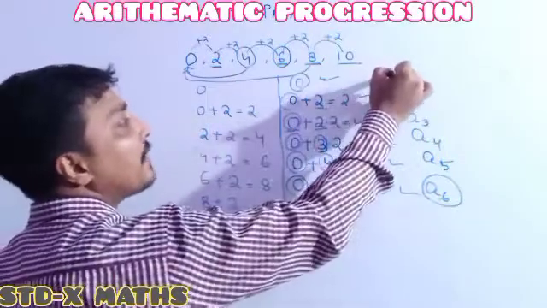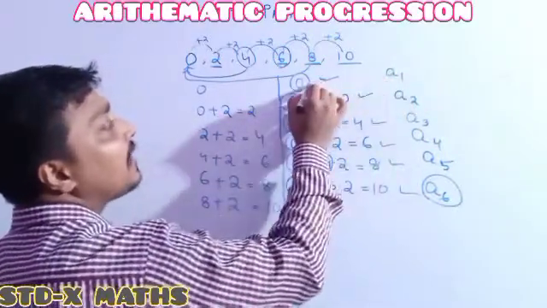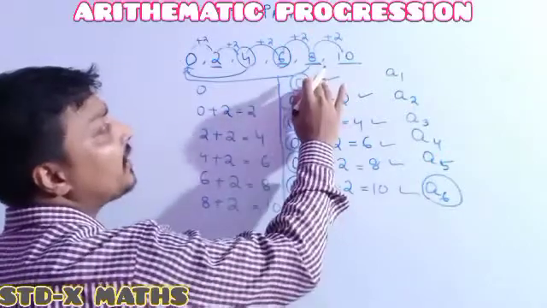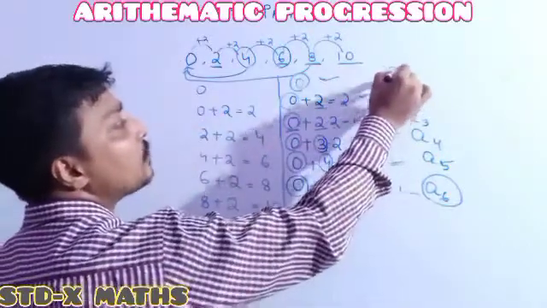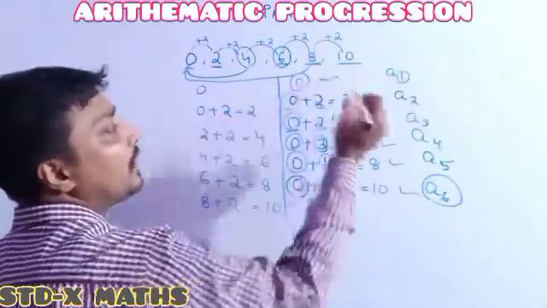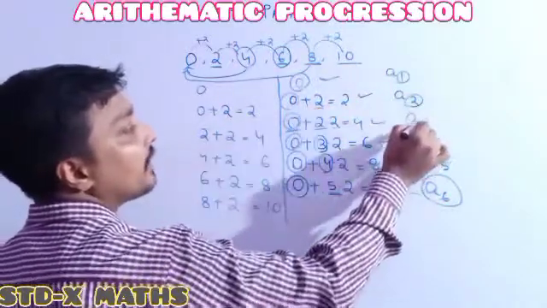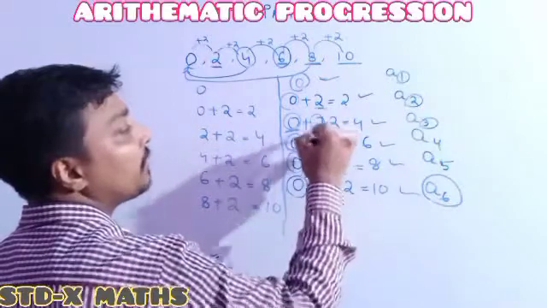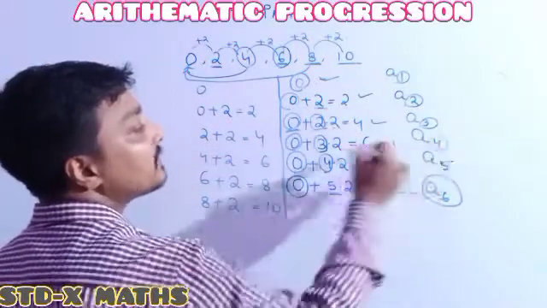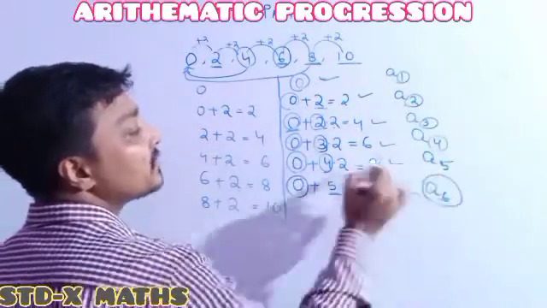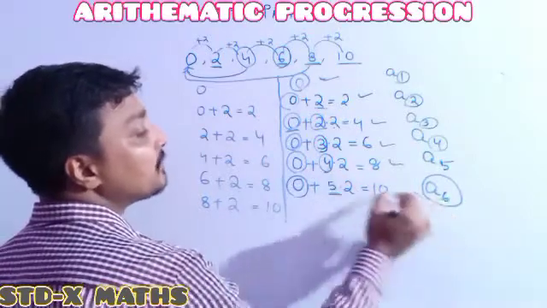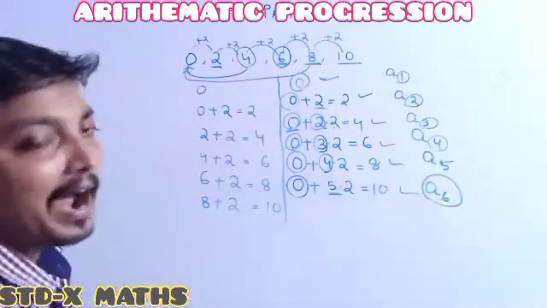And the first one is our A1, for which I have not added any common difference, that is 0. Whenever it is 1, it means 0 common difference. Whenever it is 2, it means 1 common difference. Whenever it is 3, it means 2 common differences. Whenever it is 4, it means 3 common differences. 5 means 4 common differences, and 6 means 5 common differences I have added.